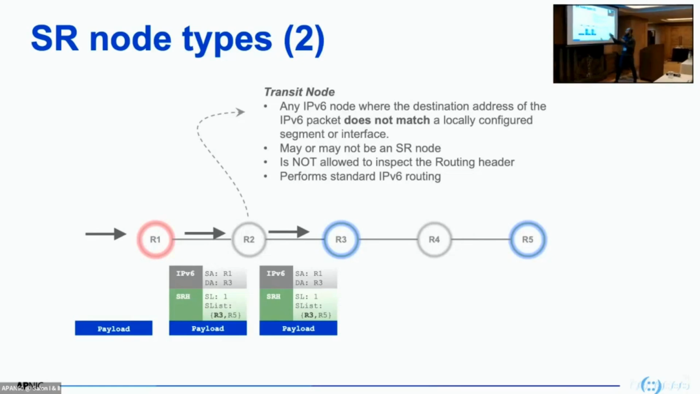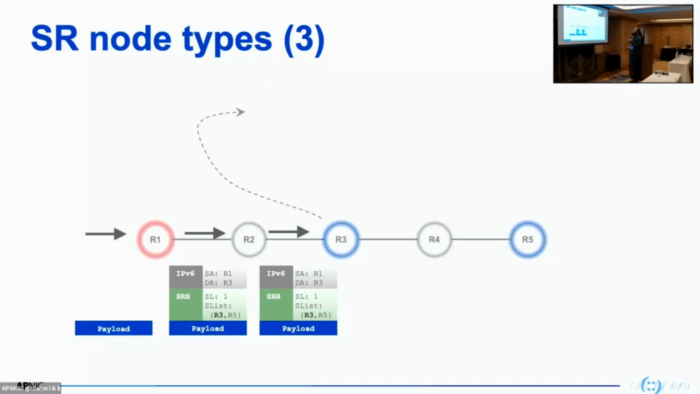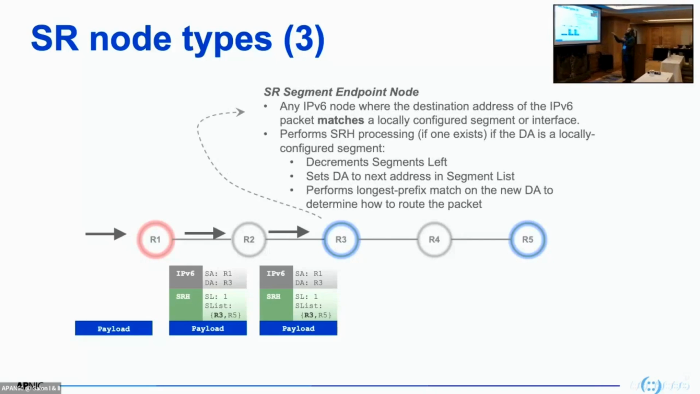So it will just change the R3 with R5. Tell the next neighbor, I don't know how you take me there, but take me to R5. So when the active segment becomes R5, I don't have any other segment left, so it will become 0. So this is like the endpoint for the active segment, not the ultimate endpoint.